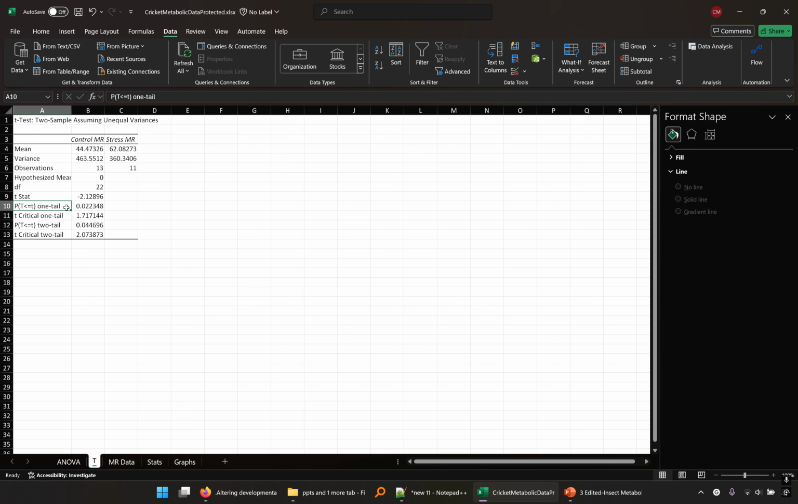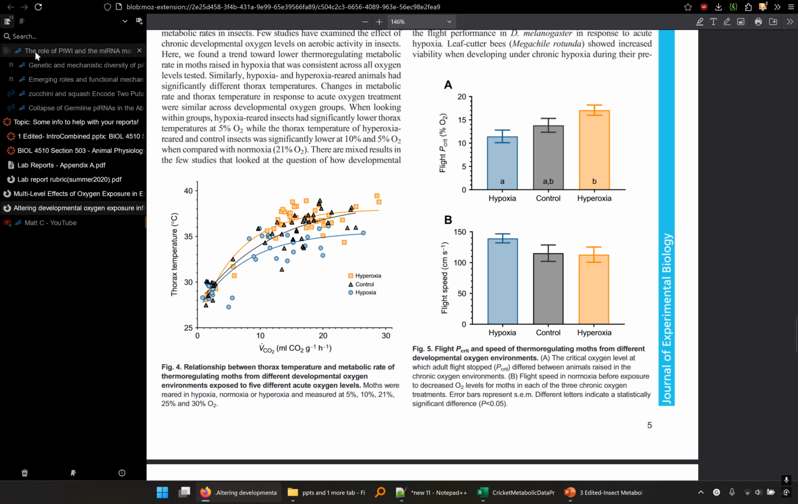So this is your one tail and two tail t-test, and these would be the values that you would report in here. That's it, I would say, for these sections.